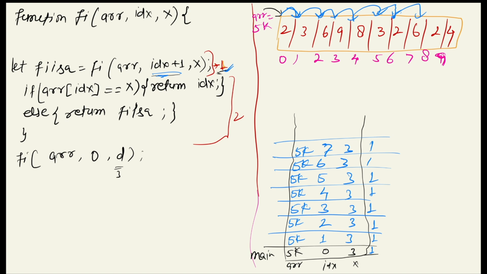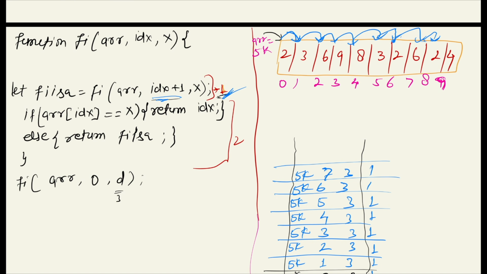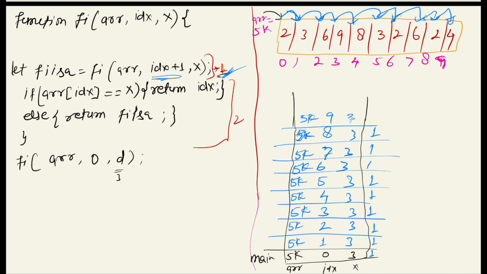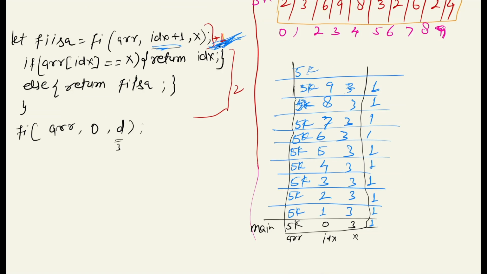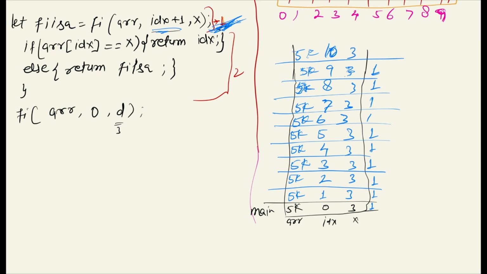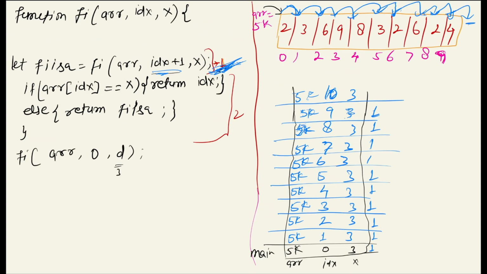Line number 1 executes again, so it will increase the value of index again. So this will be 5k, and here it will be 8. The remaining things will be the same. Again line number 1 executes, so now it is 5k and the value of index is 9, and x equals 3. And again when line number 1 executes, it will increase again. So at this point it will be 5k, and here the index value will be 10, and the remaining things will be the same. Now it will go here, 10.